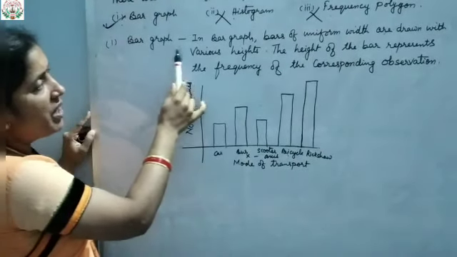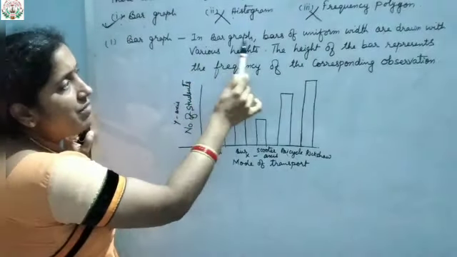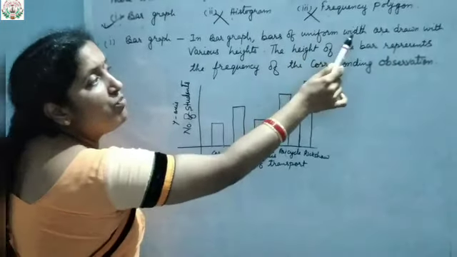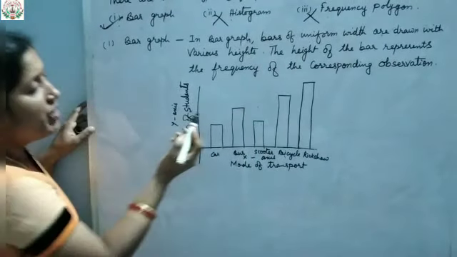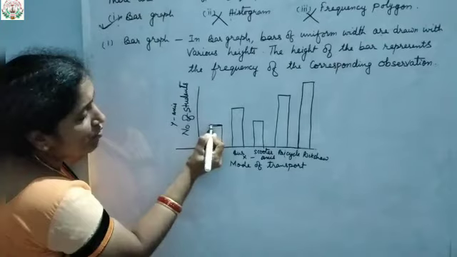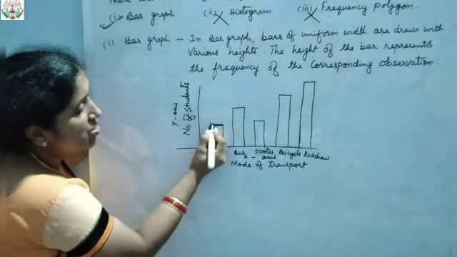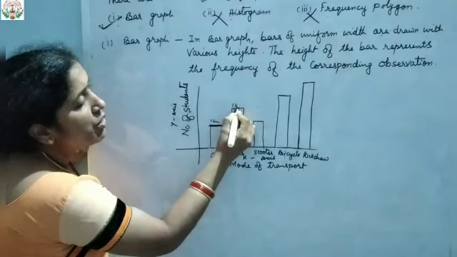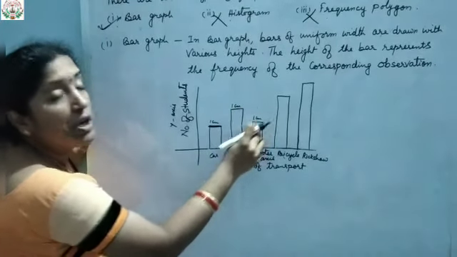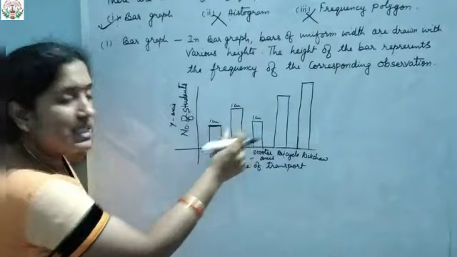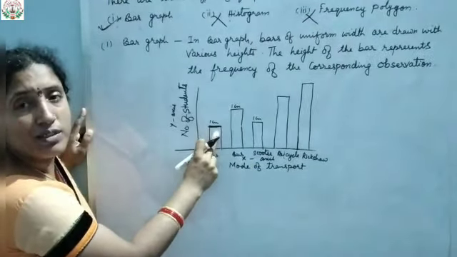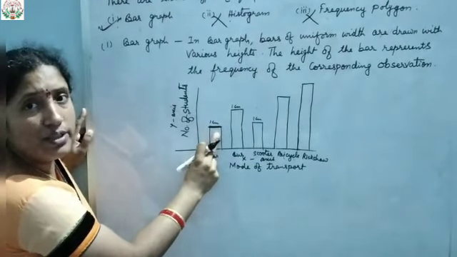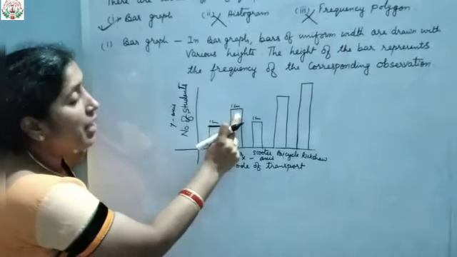Now the definition of bar graph is: in a bar graph, bars are of uniform width. What do you mean by uniform width? This is called uniform width. Suppose this is 1 centimeter, for example. So everywhere it will be 1 centimeter. You cannot increase or decrease the width of these bars. The width of the bars cannot be reduced.